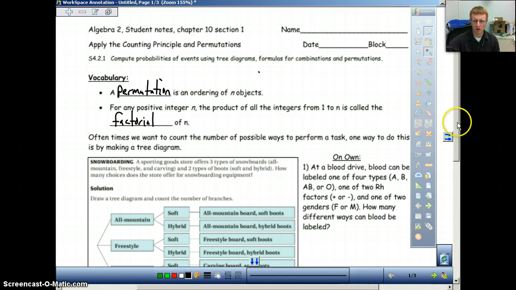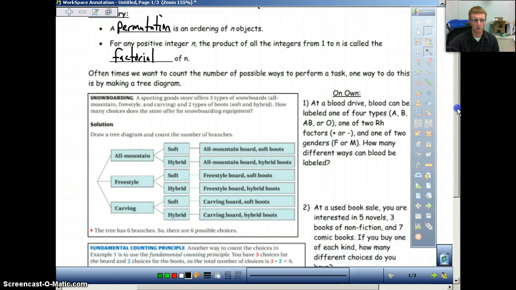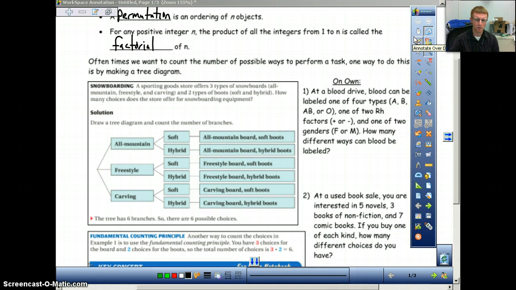The first thing that we're going to talk about is our counting, like how we count things. Now, there are questions like this on the ACT all the time. So it says, oftentimes we want to count the number of possible ways to perform a task. One way to do this is by making a tree diagram. So basically what we're looking at is a sporting goods store that offers 3 types of snowboards, and then 2 types of boots, and it wants to know how many choices the store offers for snowboarding equipment.